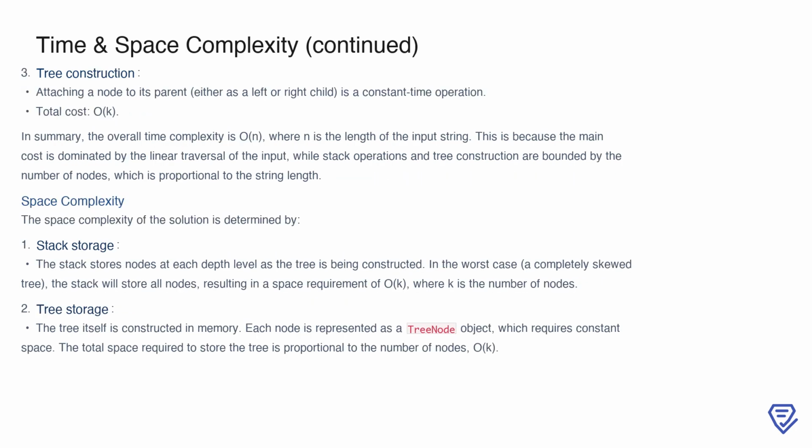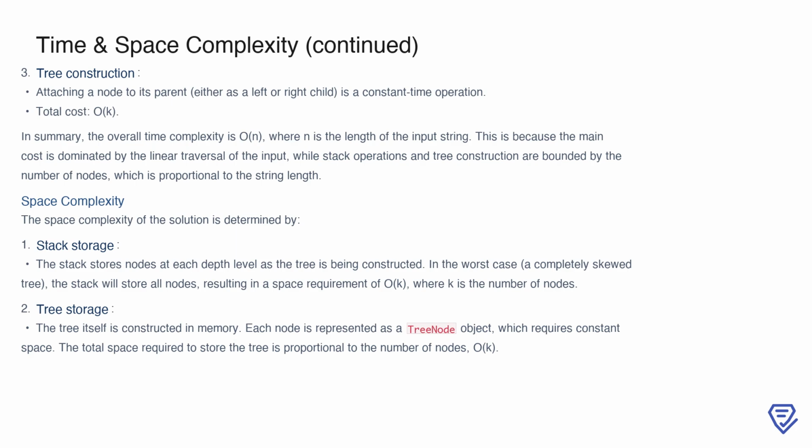Now looking at tree construction, attaching a node to its parent as either a left or right child is an operation that takes constant time. Since this operation is performed once per node, the total time cost for tree construction is O(k), where k is the number of nodes. Summing up all these components, the overall time complexity of the solution is O(n), as the linear traversal of the input string dominates the computation, while stack operations in tree construction are proportional to the number of nodes, which itself is bounded by the input size.